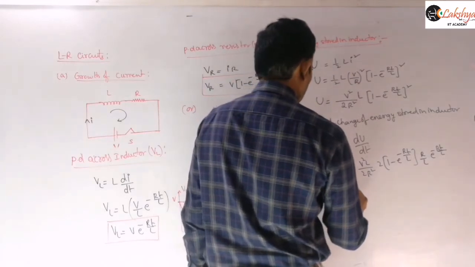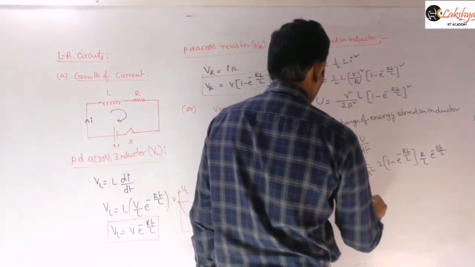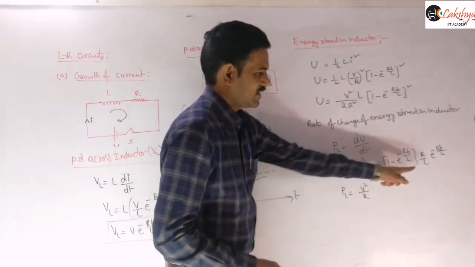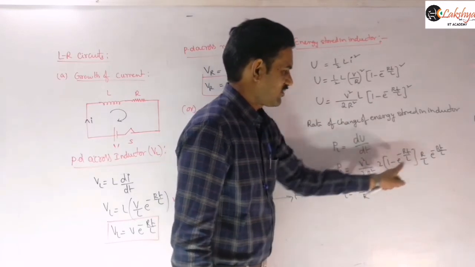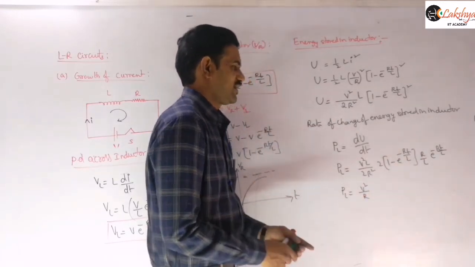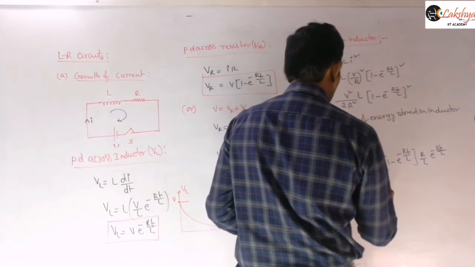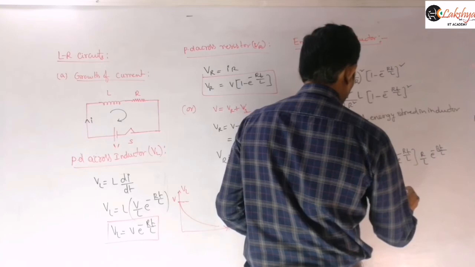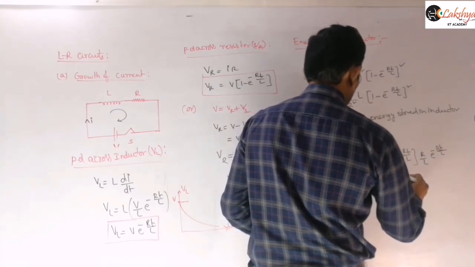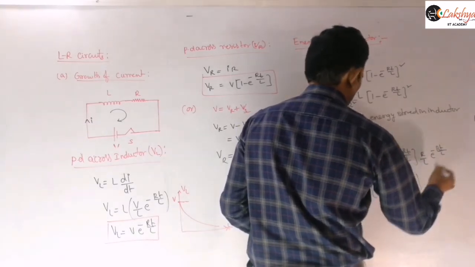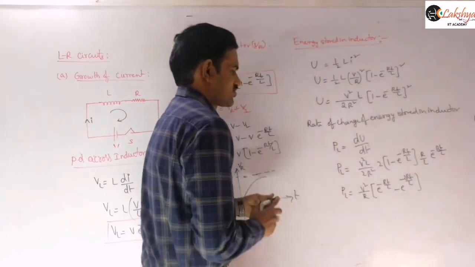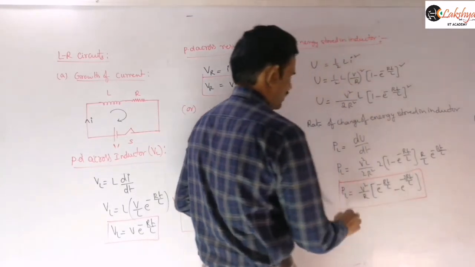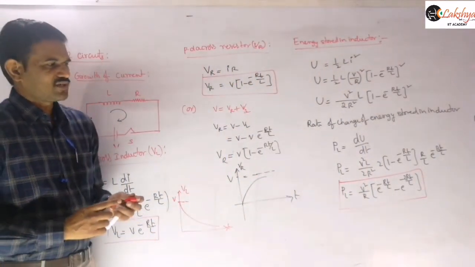So this value you can write as V square by R. Here L and L will be cancelled, R square and R will be cancelled, and the 2 you can cancel. V square by R into the remaining terms, e power minus RT by L minus e power minus 2RT by L, because you will get a square term there, right? So this is the rate at which energy is supplied to this inductor. This is important.